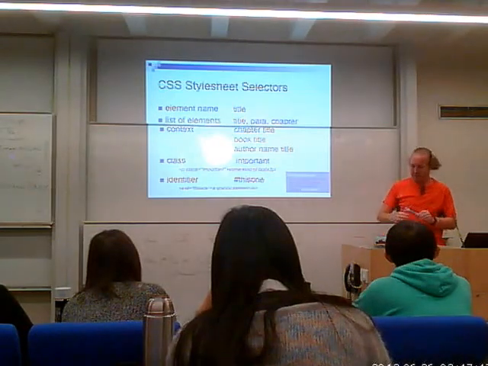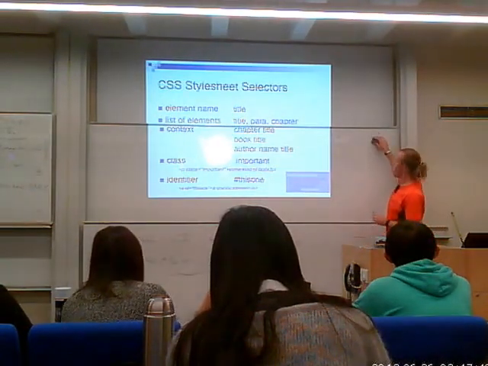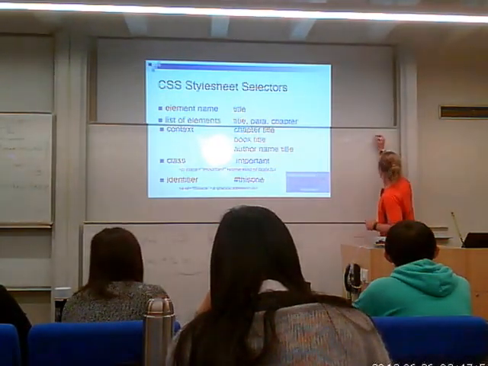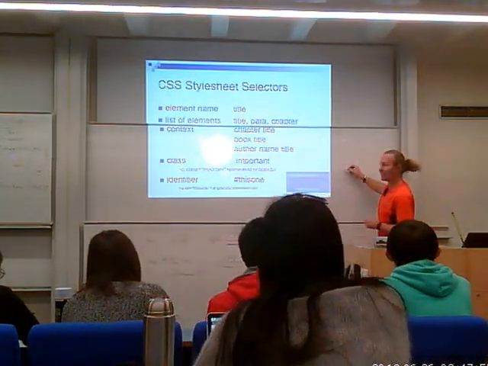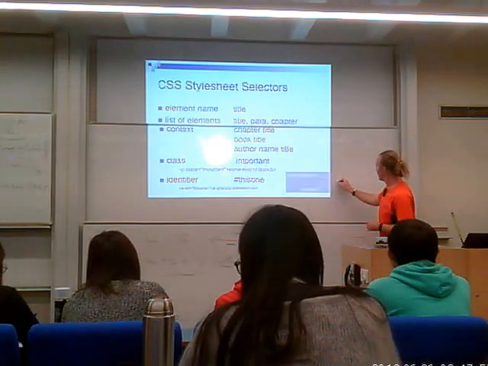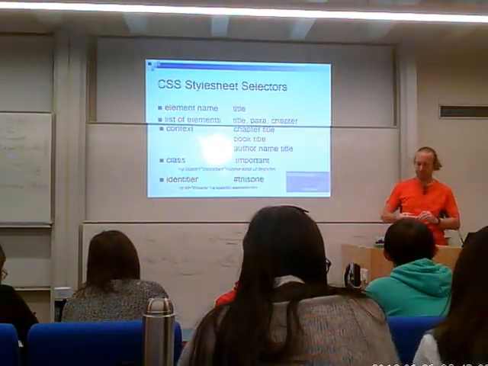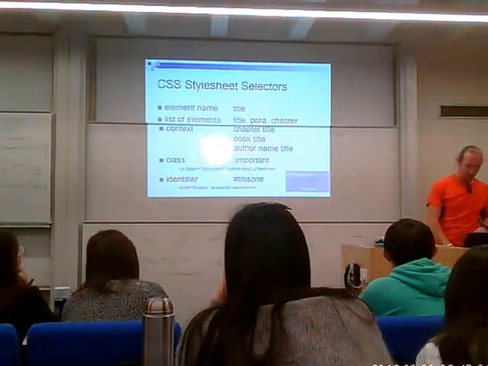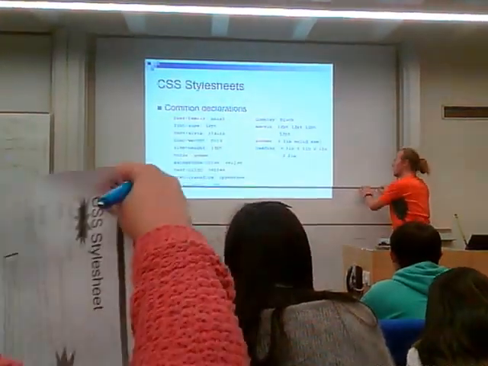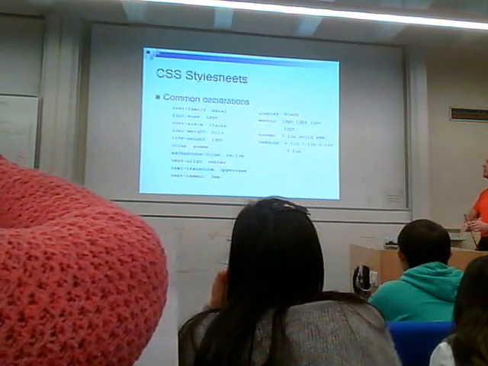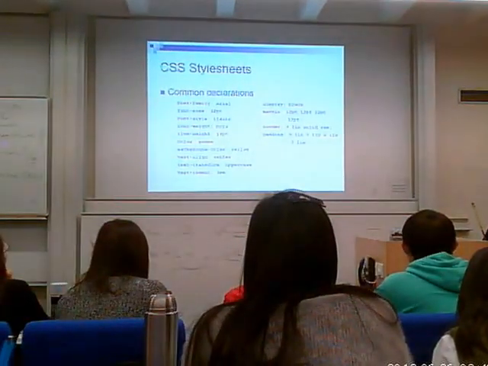Then after you've got your selector, you have an open curly bracket. Then you have some CSS declarations, and then you have a closing bracket. Now, what do those declarations look like, and what's the format for those? Well, they look like this, and these are some examples of typical ones.